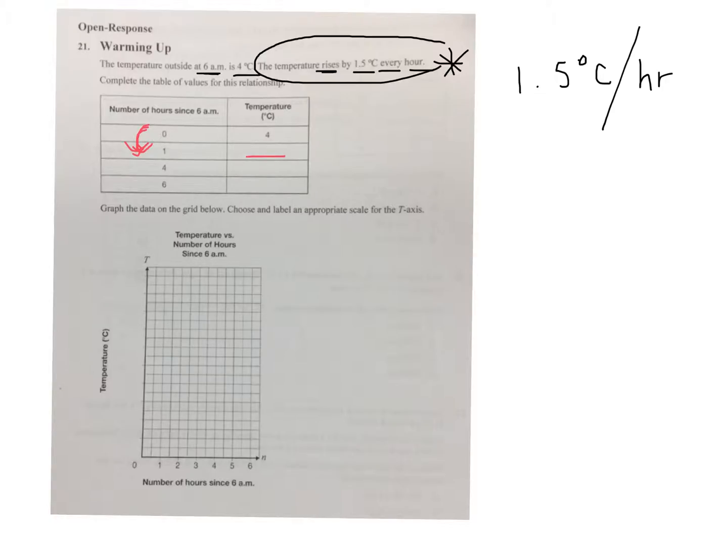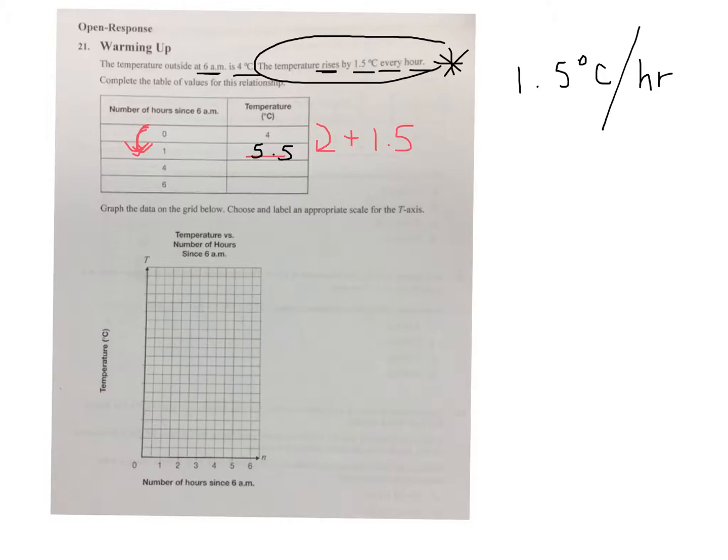After 1 hour, starting at 0, it was 4 degrees Celsius. Then after 1 hour, what am I going to add to the 4 to get the answer? 1.5. So what's 4 plus 1.5? 5.5. Okay, now very important. Look here, please.